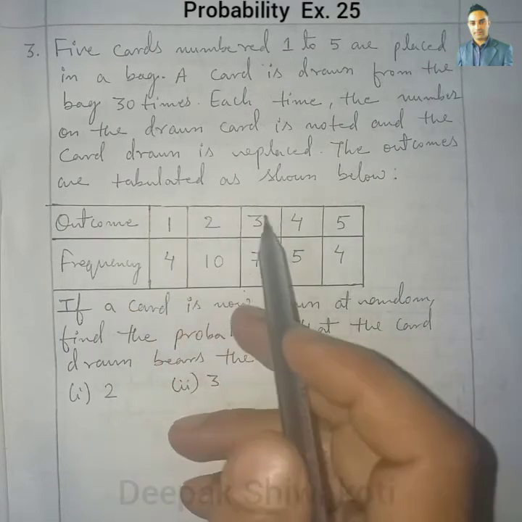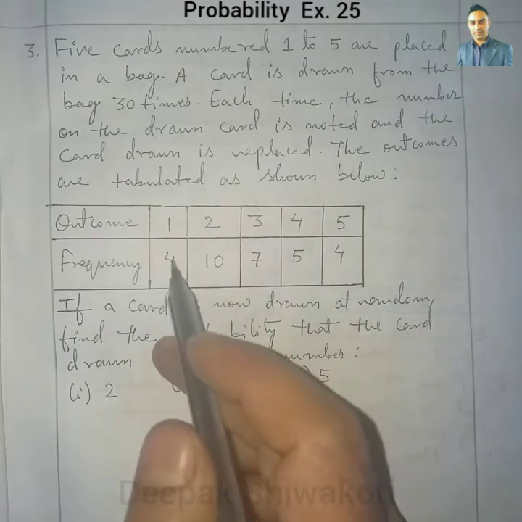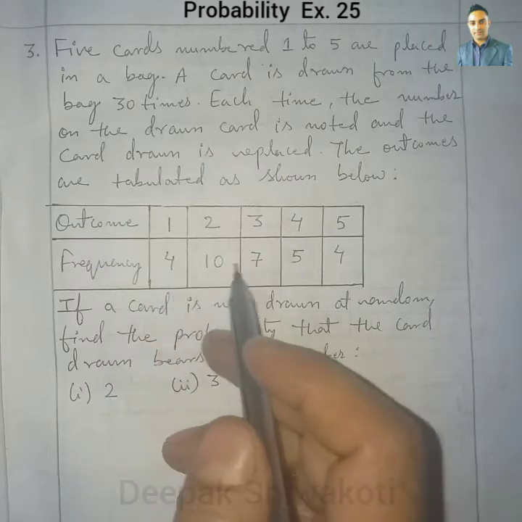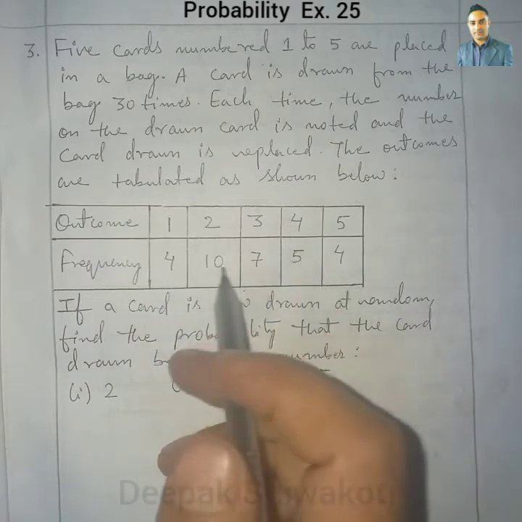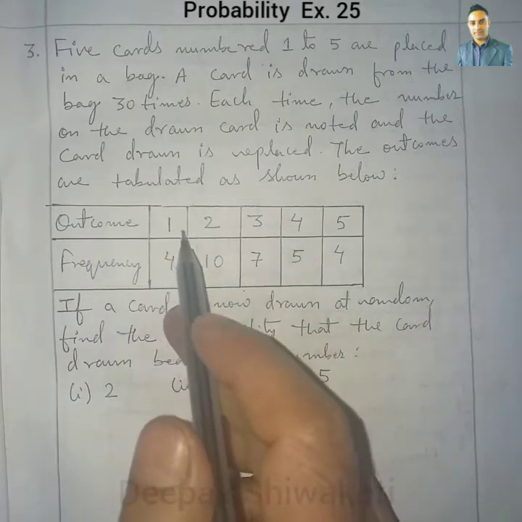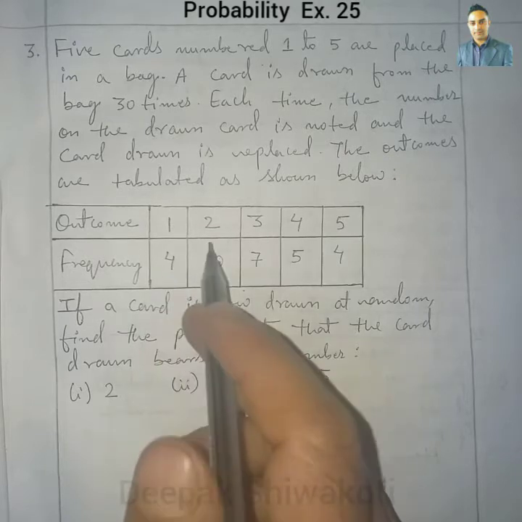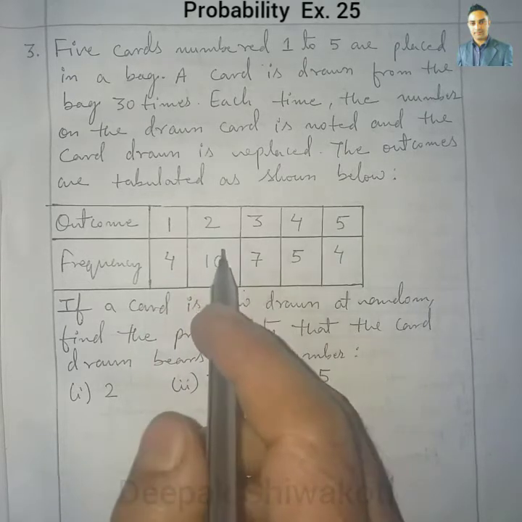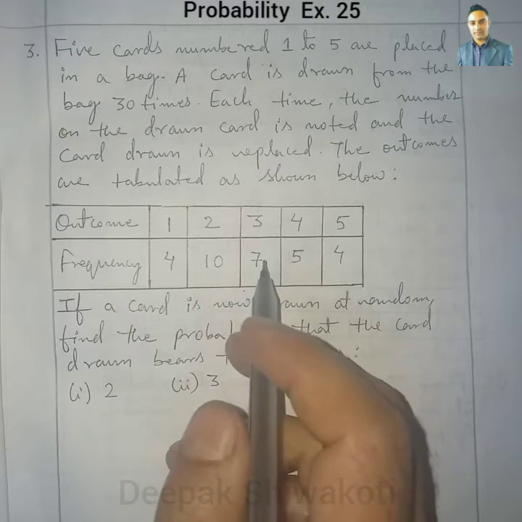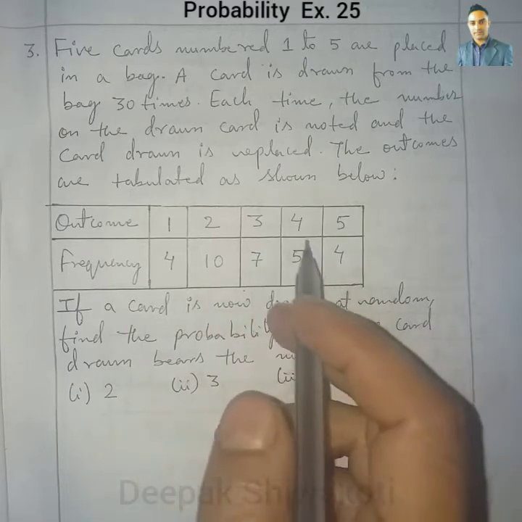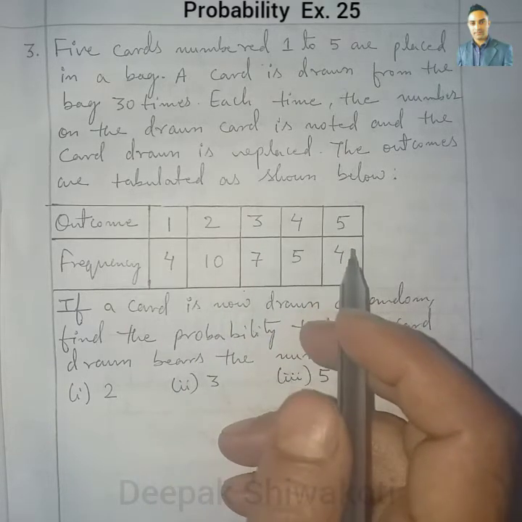Outcome 1, 2, 3, 4, 5. Frequency 4, 10, 7, 5, 4, which means outcome 1 appears 4 times, outcome 2 obtained 10 times, outcome 3 obtained 7 times, like that, 4 5 times, and 5 4 times.